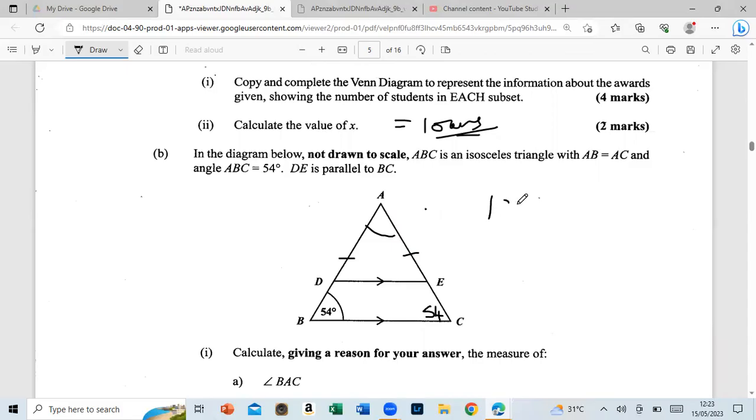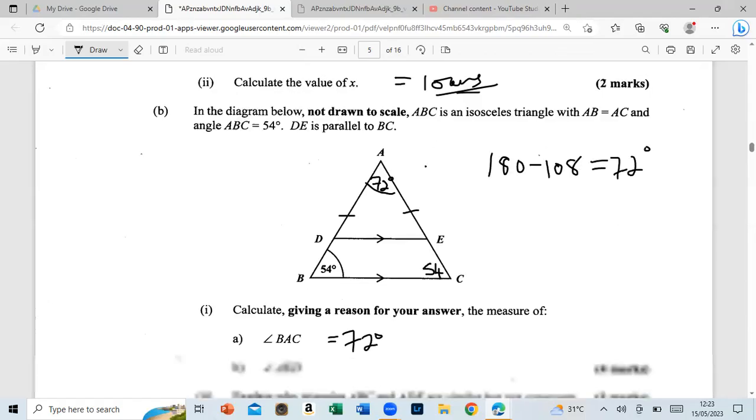And a triangle adds up to 180. I've done that so many times. Alright, a person should be walking through this. So that works out to 72 degrees. So BAC is 72, and that's it. Very easy. Well, not very easy, but once you know it.